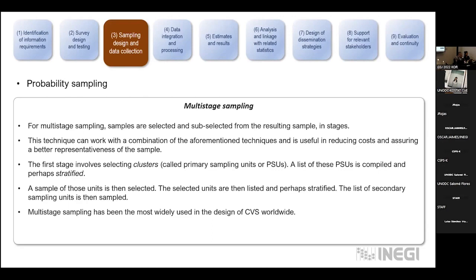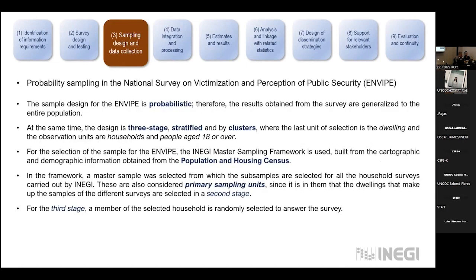So as you can see, we are combining some of the techniques explained before that by themselves are very difficult to apply in reality, but when we resort to multi-stage sampling, things become more reachable. And in the case of the National Victimization Survey of Mexico, the NVIPE, as we said before, it's probabilistic. The results can be projected to the entire population, and it has 3 stages. It's stratified and by clusters.